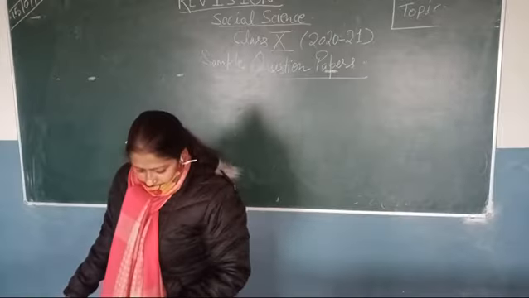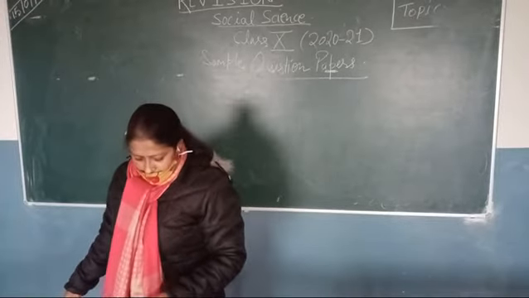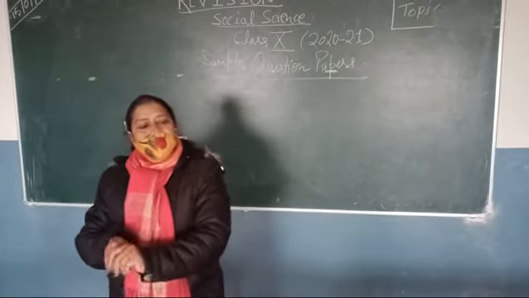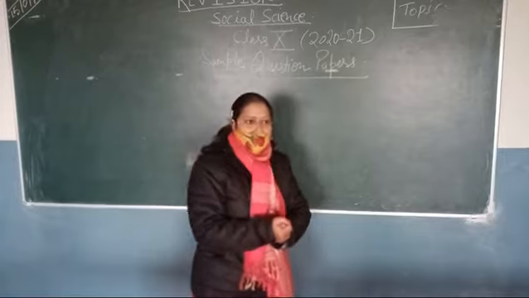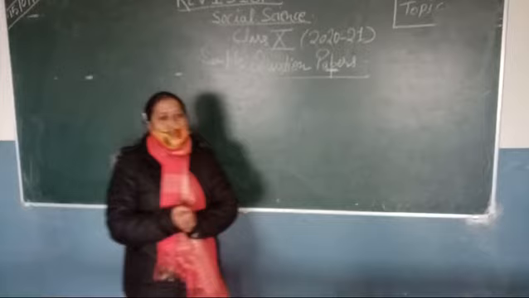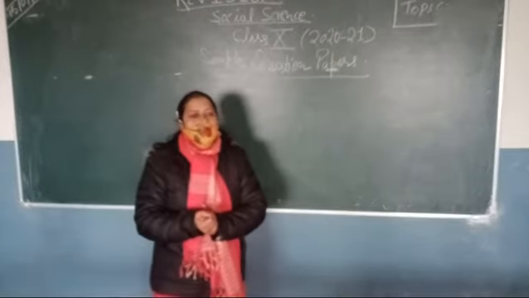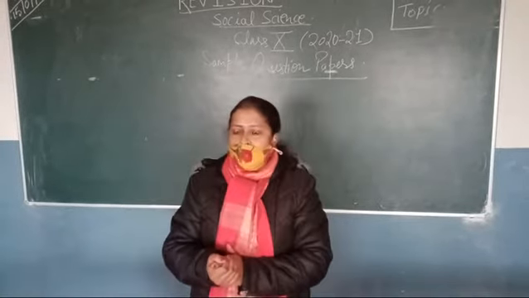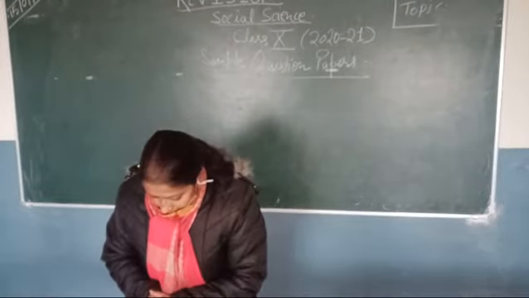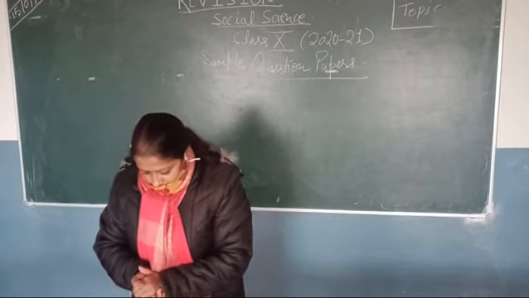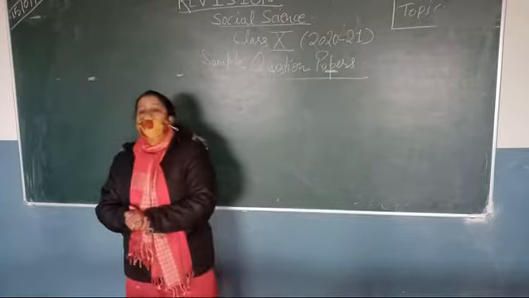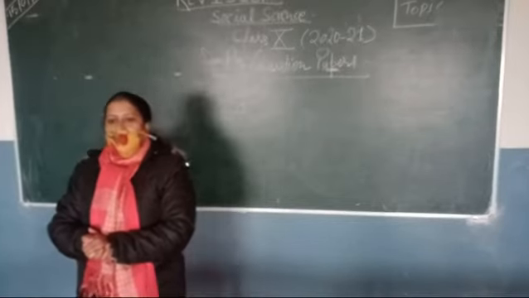Second, why was the Inland Emigration Act of 1859 troublesome for plantation workers? First of all, I want to know which section of social science this question belongs to: civics, history, geography or economics. I will read the question once again. It is also 1 mark. Why was the Inland Emigration Act of 1859 troublesome for plantation workers? History. History. Which chapter?